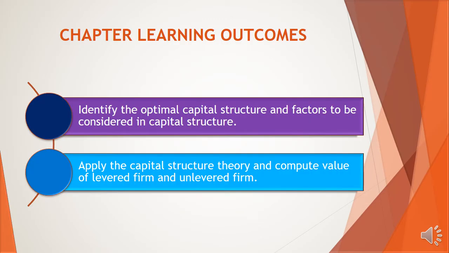Chapter learning outcome. At the end of this chapter, students should be able to, first, identify the optimal capital structure and factors to be considered in capital structure. And the second one, students should be able to apply the capital structure theory and compute value of levered firm and unlevered firm.